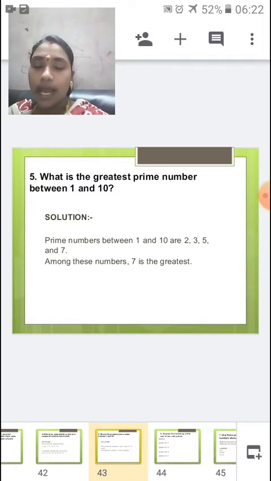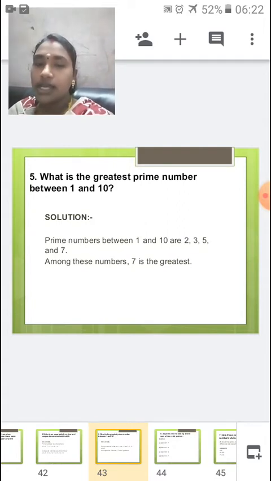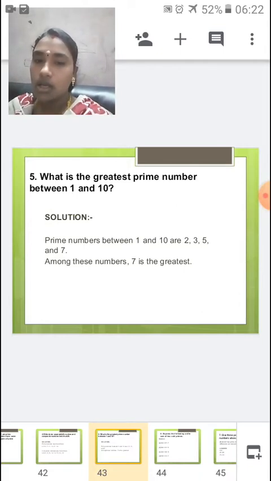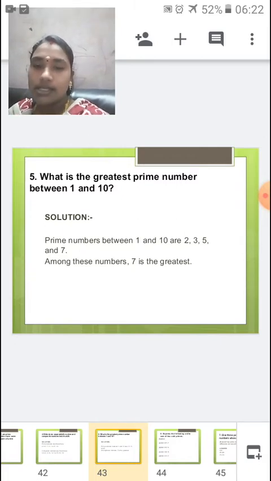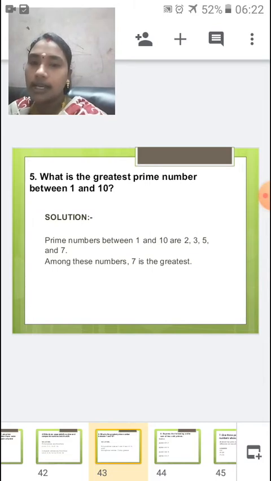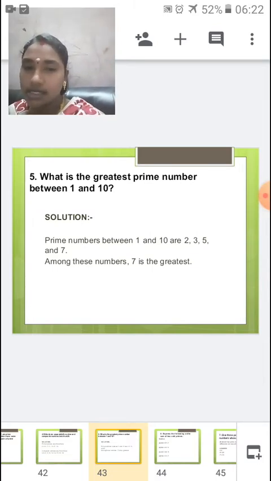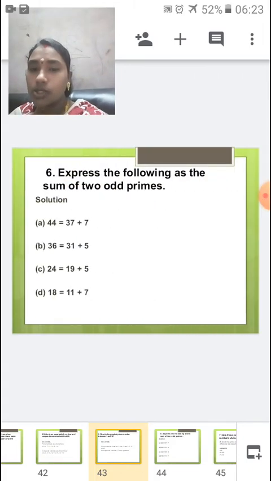First, prime numbers between 1 and 10. As I told you, 1 is neither a prime number nor a composite number, so leave out 1. So 2, 3, 5, 7. Among these numbers, 7 is the greatest. So next we have the sixth sum.